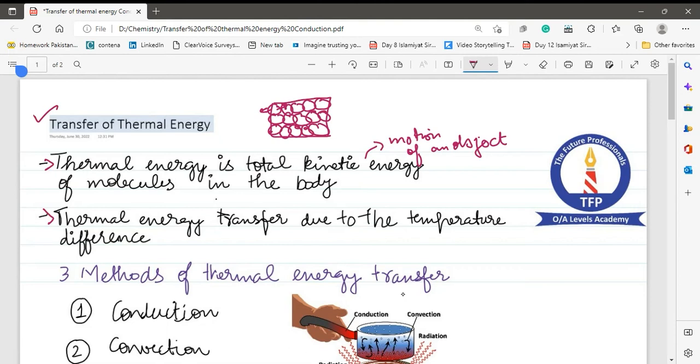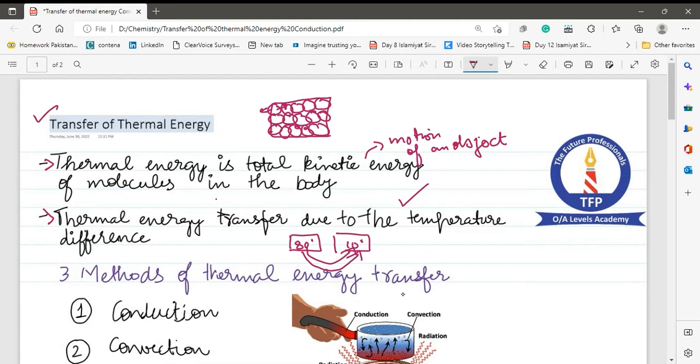The next point is that thermal energy transfers due to the temperature difference. Definitely for the transfer of thermal energy we need a motive, or a purpose. So the purpose behind the transfer of energy is the temperature difference. For example, you have two metal cubes, one which has a temperature of 80 degrees, another which has a temperature of 10 degrees. So definitely there is a temperature difference. This one has the higher temperature, and this one has the lower temperature. So the heat energy will start flowing from this cube to this cube until equilibrium is maintained, or both blocks are at the same temperature and possess the same thermal energy.